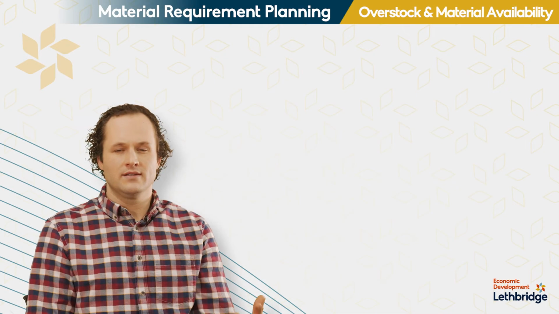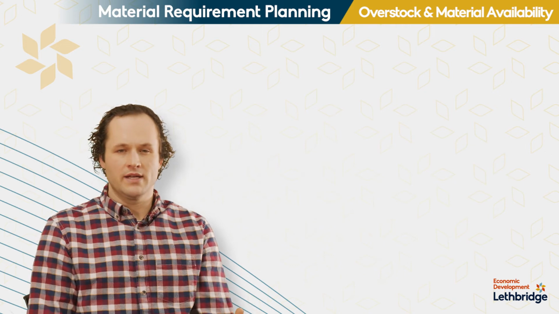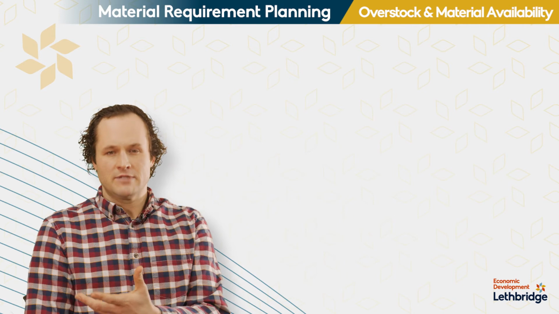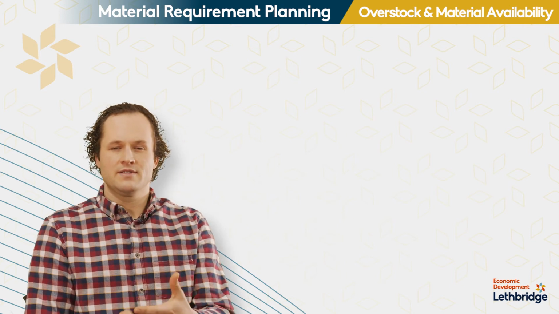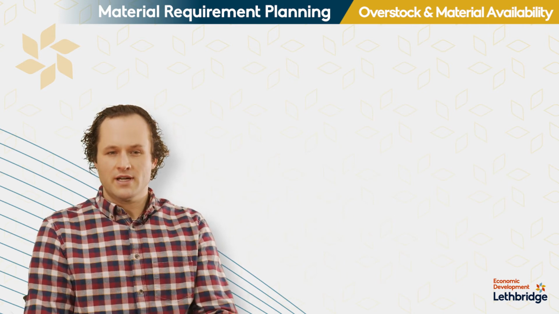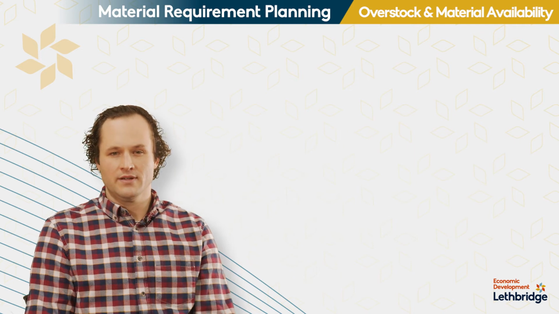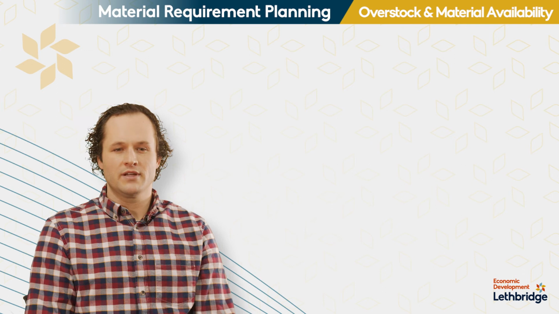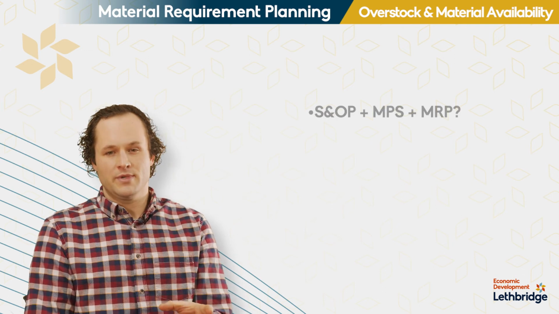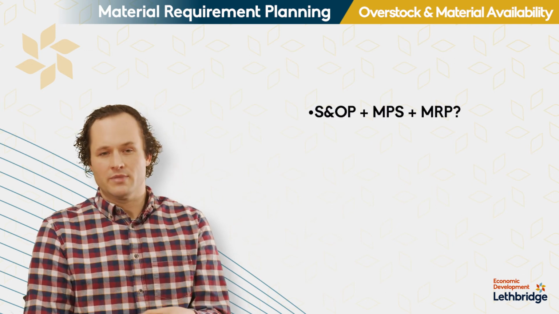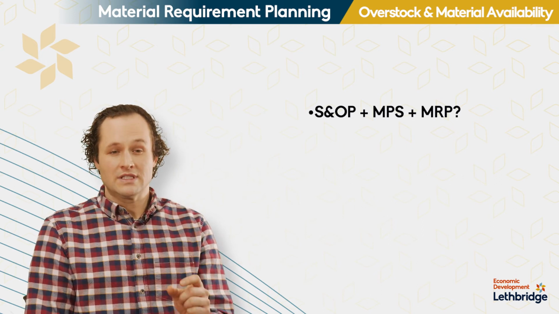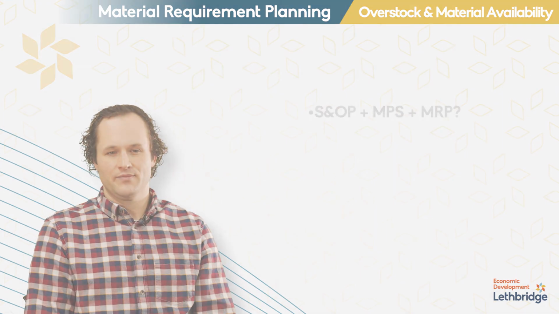So why exactly did we talk about sales and operation planning, master production scheduling, and material requirement planning in the same session? Well, really it comes down to that these systems work together to minimize overstock and ensure material availability. Solid sales and operation plans will complement many functions within your supply chain. However, when combining S&OP and master production scheduling and material requirement planning, we optimize and prevent overstock while ensuring continual material availability.